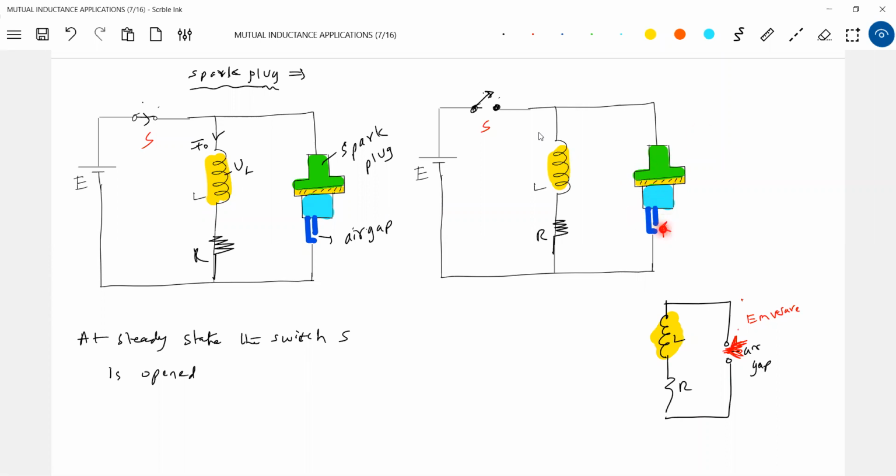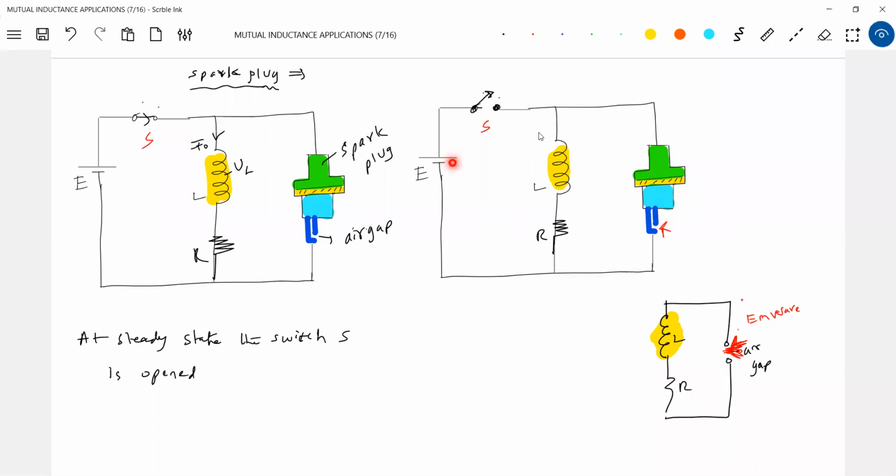This spark will burn the fuel, and once the fuel is burnt, you need not start the vehicle again and again. Once you start it, once the fuel is burnt, the continuous process will go on.